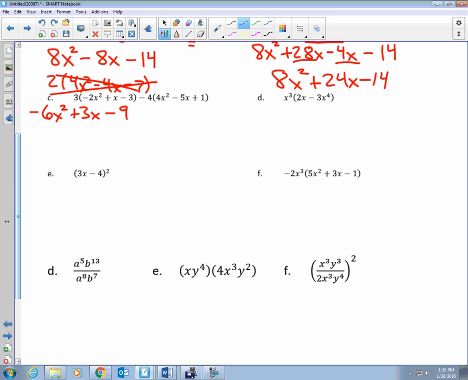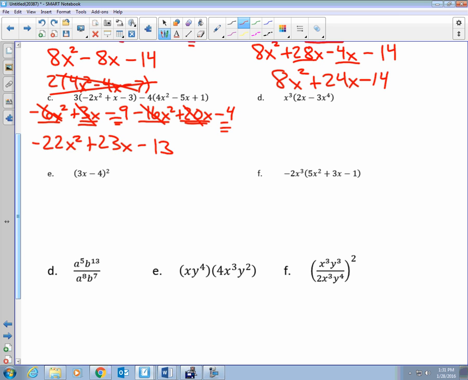I'm now going to distribute my negative 4. Negative 4 times 4x squared is negative 16x squared. Careful here, a negative 4 times negative 5x is positive 20x. And negative 4 times 1 is negative 4. So I performed the first operation, but now I need to combine any like terms. Some people like to draw lines underneath ones that match up. In this situation, I would have a negative 22x squared. Sometimes people cross them off. The 3x and the 20x make 23x. And the negative 9 and the negative 4 make negative 13.